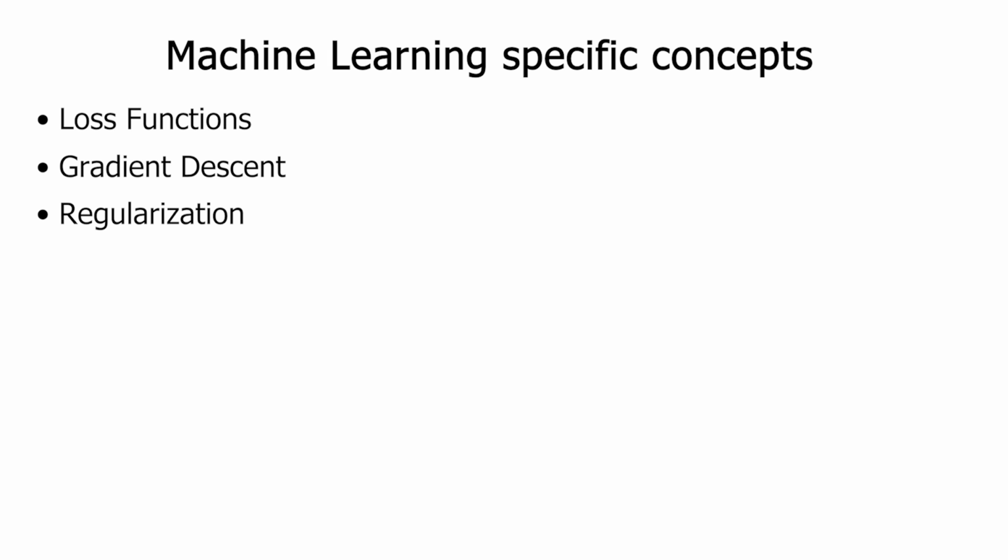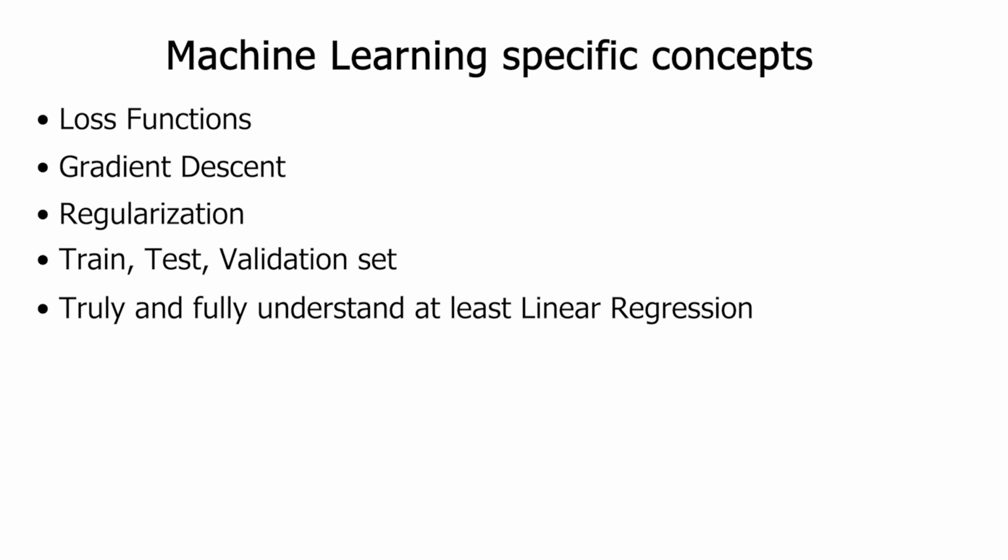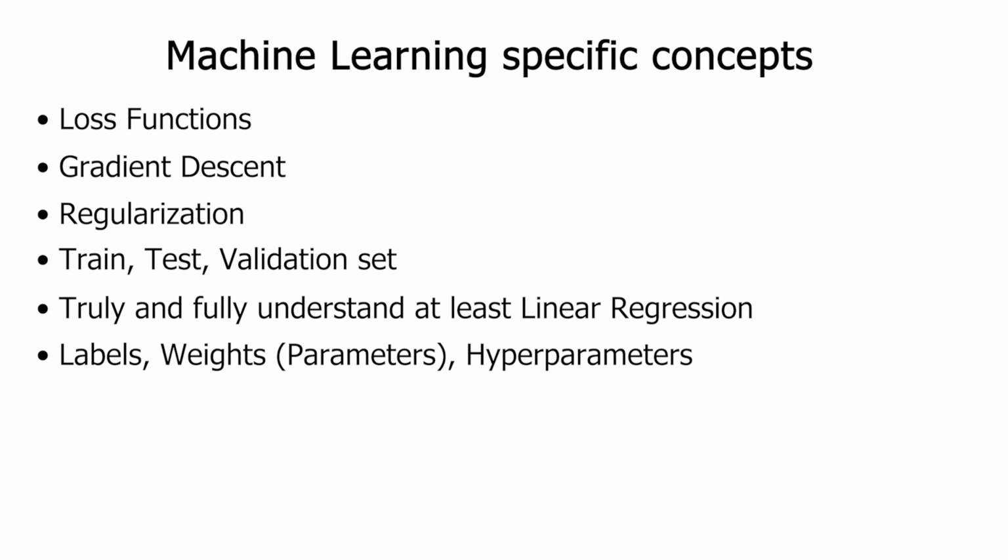Machine learning specific concepts: loss functions, gradient descent, regularization. Truly understand the meaning of train, test, validation set. Here your statistical intuition will help a lot. Truly and fully understand at least linear regression. Labels, weights, parameters, hyperparameters. Validation and cross-validation.